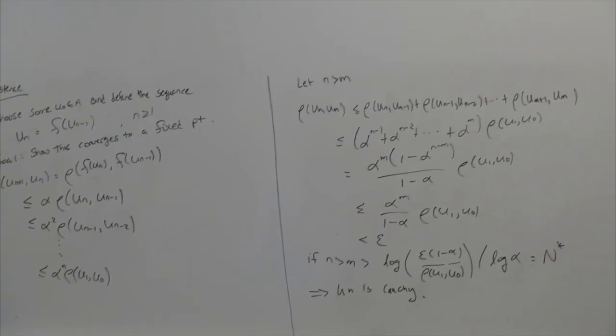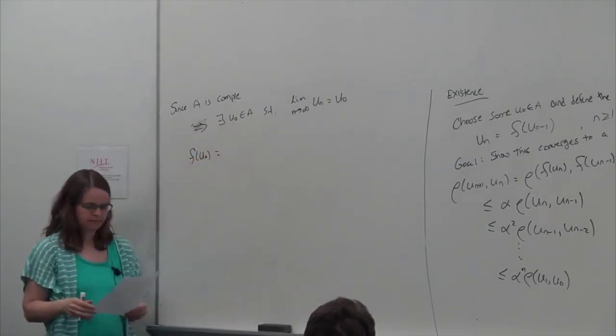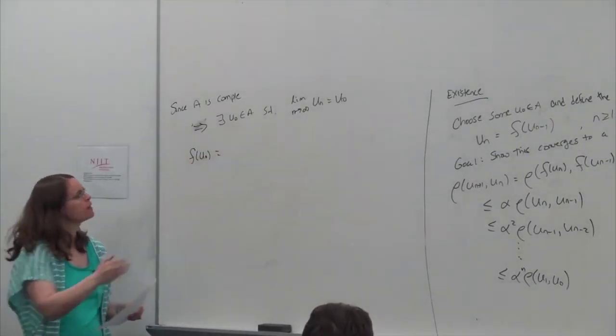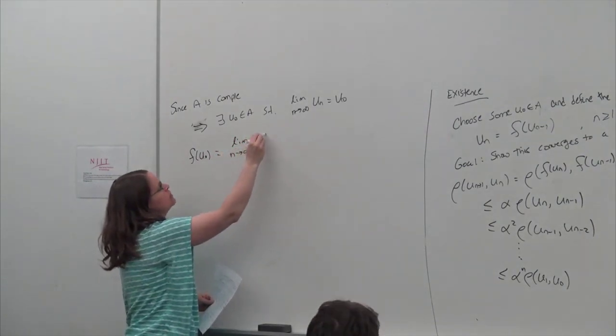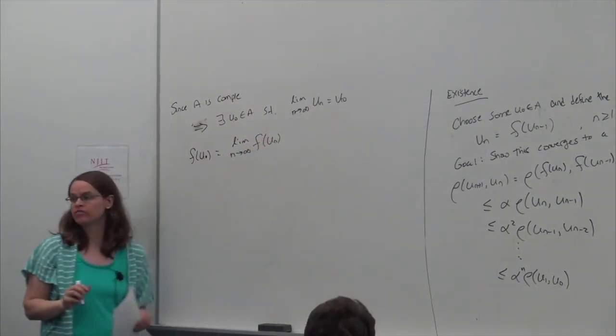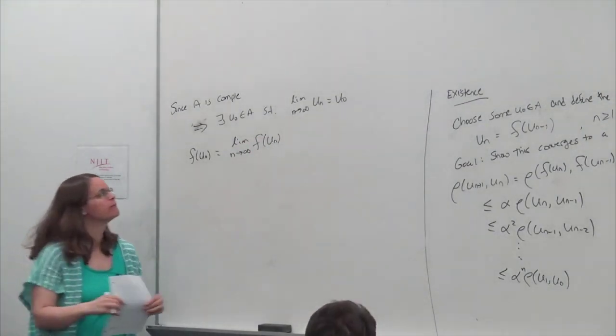Okay, so let's see what it is. Well, f of u naught is equal to the limit of f of u_n, because f is continuous, right? Contractions are continuous. Here's where it matters.